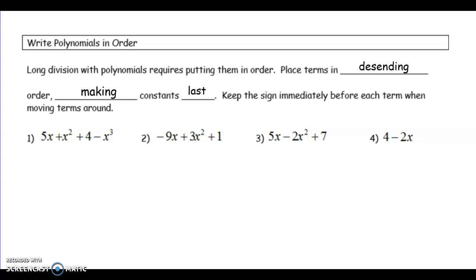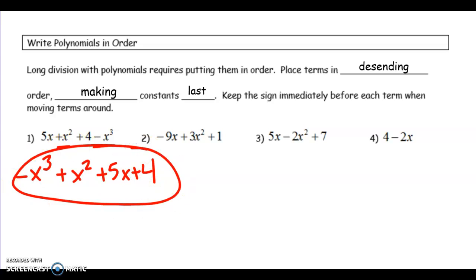Long division with polynomials requires putting them in order. Place terms in descending order, making constants last, keeping the signs immediately before them when terms are moving around. So what you want to look for is the highest exponent. So I'm going to do a negative x to the third plus x squared. And then I'm going to do plus 5x plus 4. That's all we're doing here is we're just rearranging them and putting them in order.